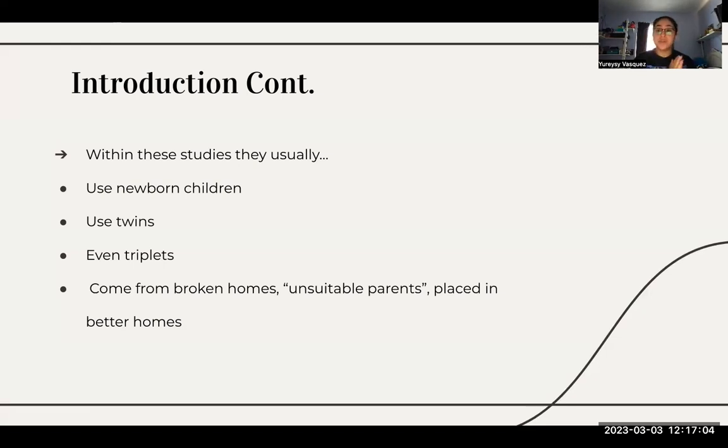Because A, it takes the children out of a troubling and dangerous situation to put them in a better home. And B, those traits are most likely to be passed down and seen as the adoptees get older. So those are reasons why they take them from those homes and from those people and put them in a safe and completely different environment, to see if that helps them more than their biological traits.